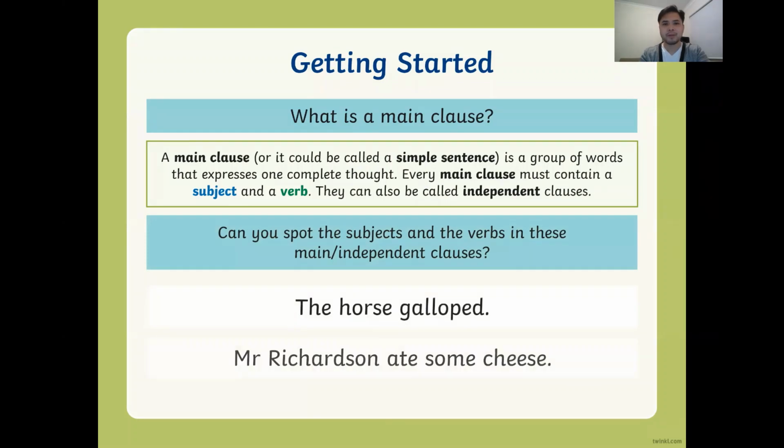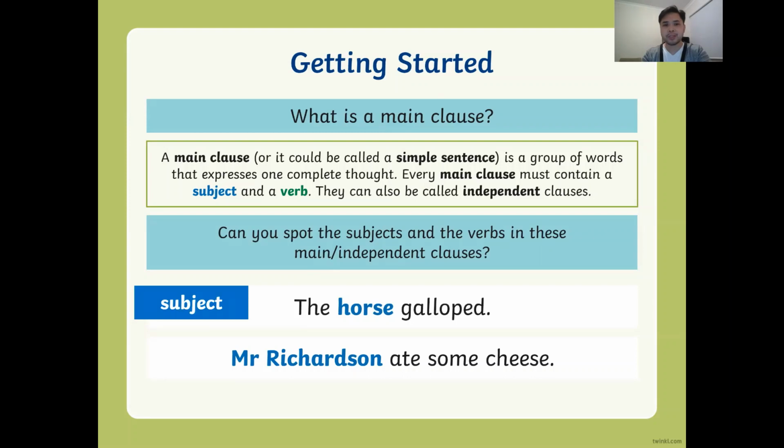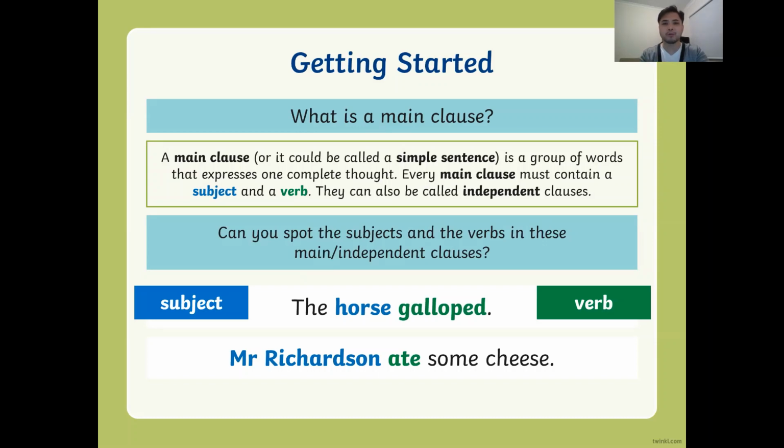So here's an example of a simple sentence or a main clause, okay? The horse galloped. And the other sentence, Mr. Richardson ate some cheese. Can you spot the subjects and the verbs in these main clauses? Okay, let's have a look. These are the subjects. So that's what the sentence is about, the horse and Mr. Richardson. And what are the verbs? We all should know what verbs are. They're action words. So galloped and ate. Okay, simple enough, yeah? Simple sentences or main clause.